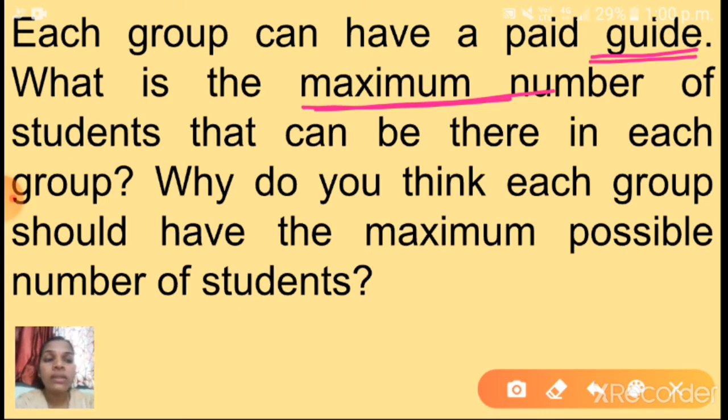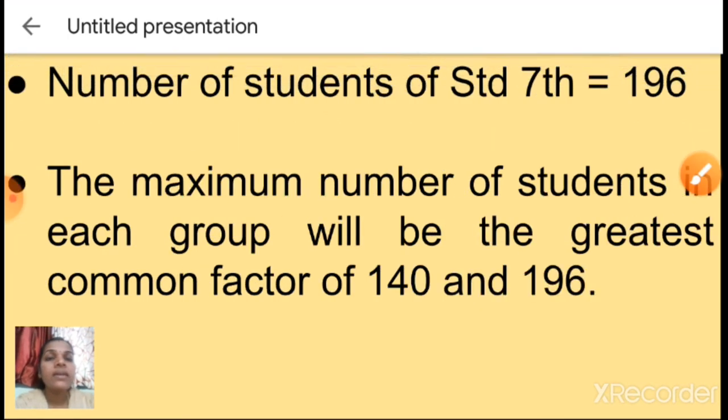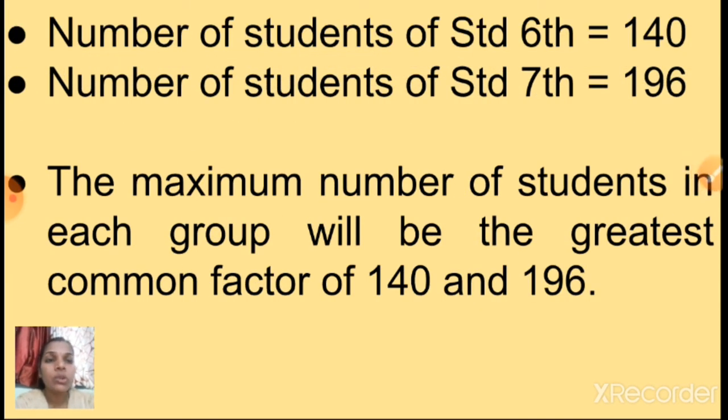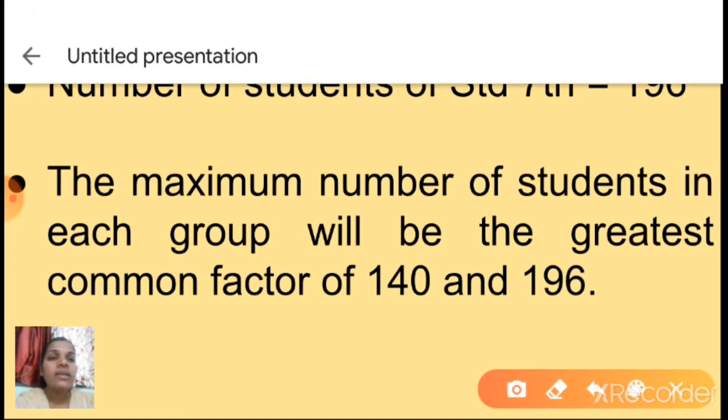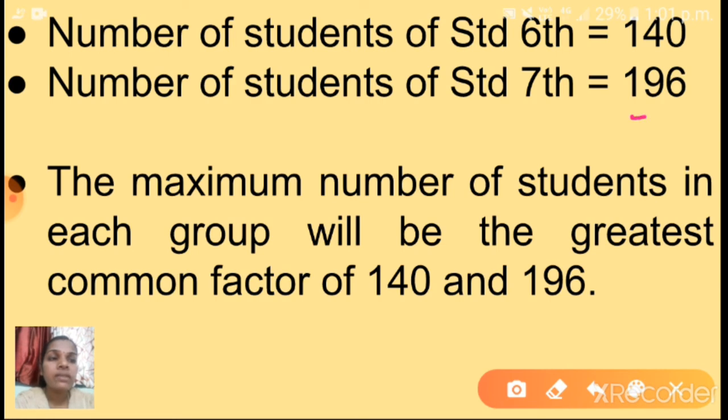And why do you think each group should have the maximum possible number of students? We will see. Okay, see here. Here in the statement I have written the number of students of standard 6, that is 140, and the number of students of standard 7, that is 196. So the maximum number of students in each group will be the greatest common factor, that means the highest common factor of 140 and 196. So first we have to find the HCF of these two numbers.